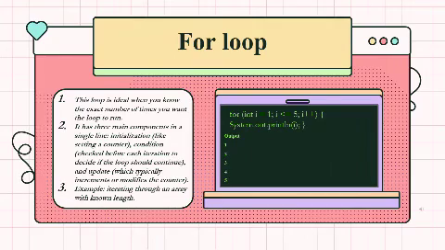So, we will see the for loop. This loop is ideal when you know the exact number of times you want the loop to run. It has three main components in a single line: initialization, like setting a counter; condition check before each iteration to decide if the loop should continue or not; and update, which typically increments or modifies the counter. Example: iterating through an array with a known length.